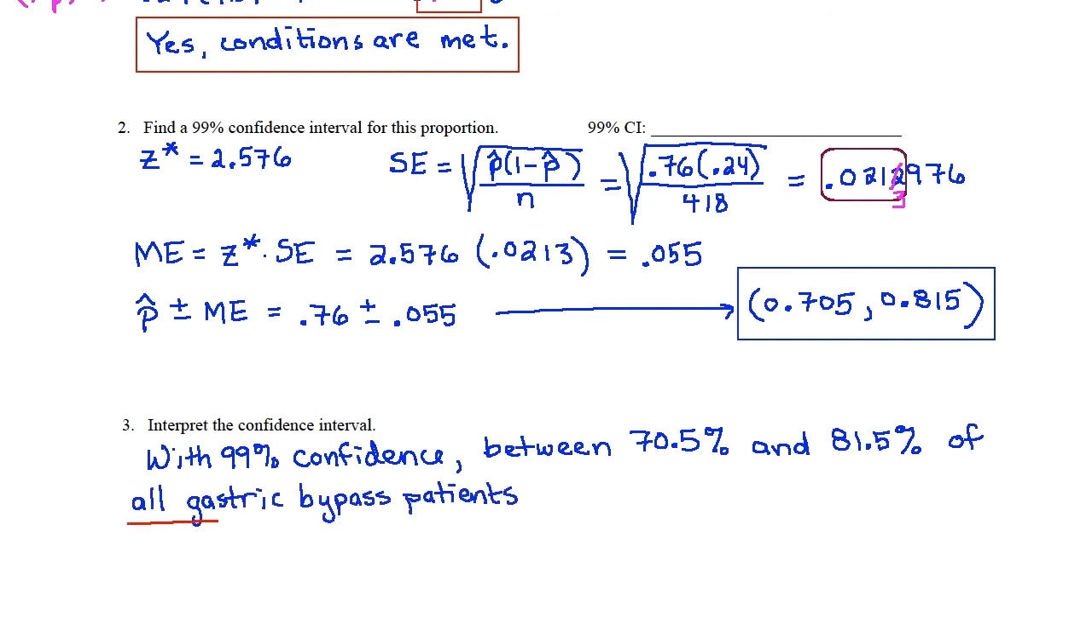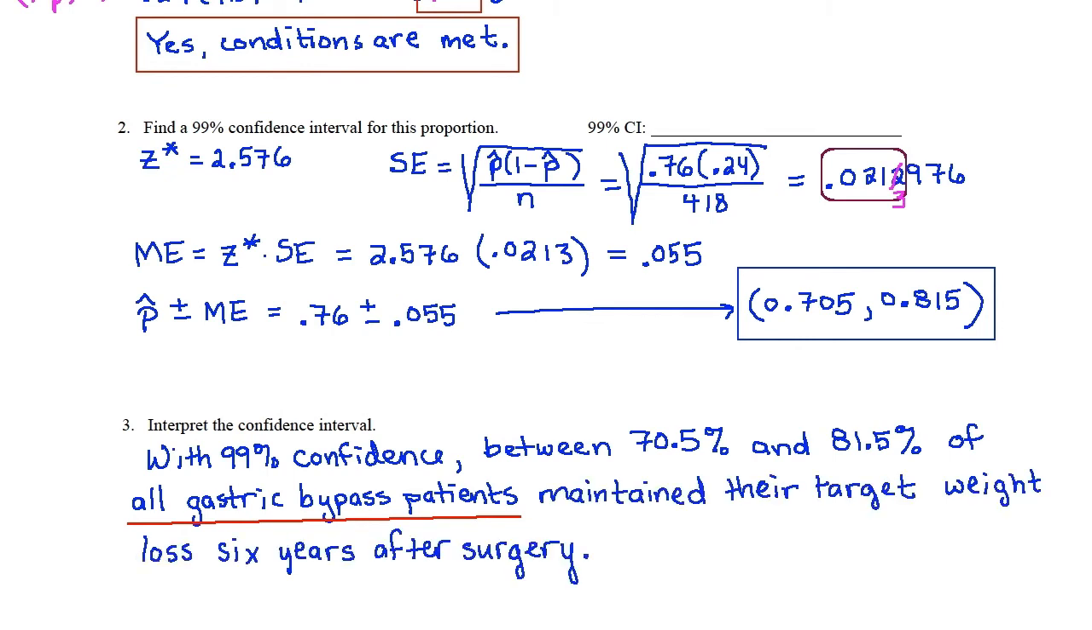All gastric bypass patients is my population, so that comes next. So between 70.5% and 81.5% of all gastric bypass patients. And now what we're counting is those who maintained their weight loss 6 years after surgery. All right, so we're following the general model for a proportion of the population that, and then we indicate what it is that we are counting.